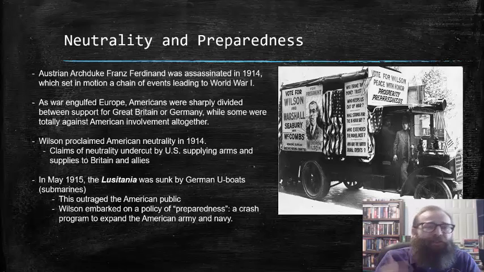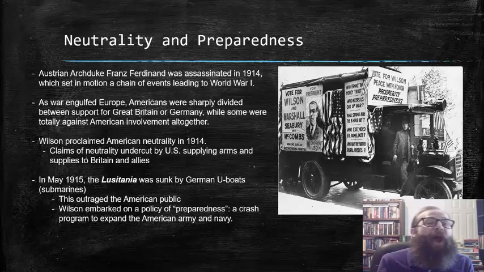Now, technically, this ship was a passenger ship, and over 100 American passengers were killed in this attack. But also, this ship was carrying arms shipments from the United States to Great Britain, which is why it was targeted by the German U-boats. Of course, the fact that this ship was also carrying arms was not something that was advertised to the American public. All the American public was informed about was the fact that this ship was attacked and over 100 Americans were killed in the attack.